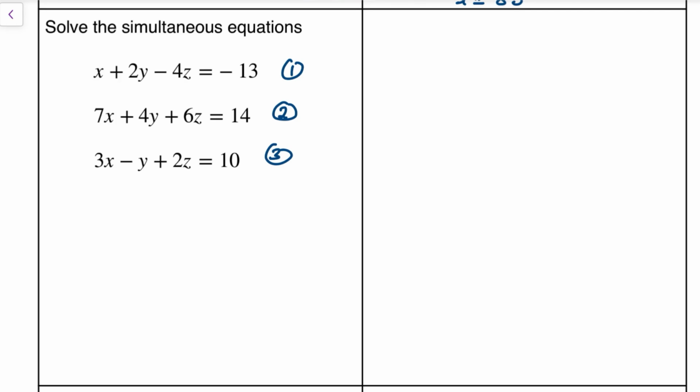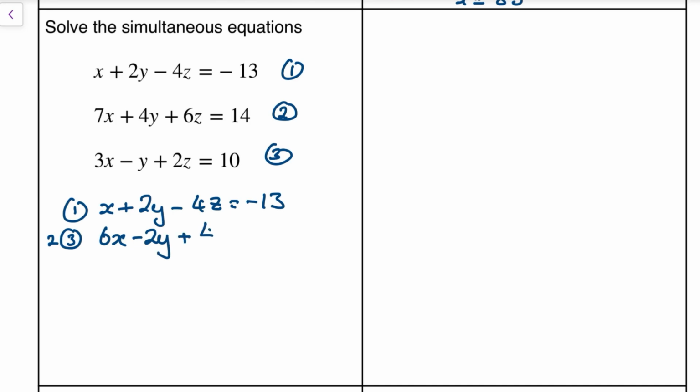And I'm going to start by doing equation 1, which is x plus 2y minus 4z equals minus 13. And then I'm going to do equation 3, and I'm going to multiply that by 2. So 2 times equation 3 is going to give me 6x minus 2y plus 4z equals 20. Now, remember when I said there isn't a pattern? Actually, there is. It's clearly the y and the z are double the y and z in the first equation. So actually, this is going to work out quite easily again, isn't it?